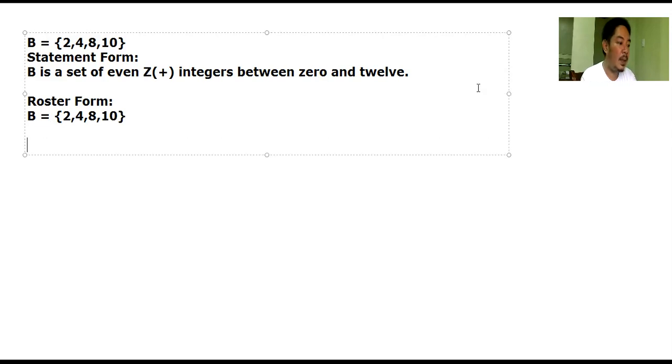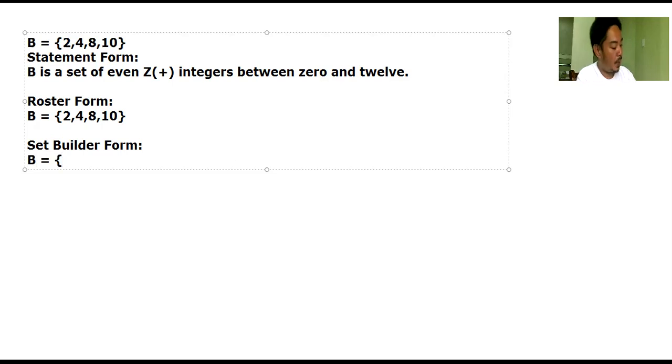Next. Ang set builder form po ay B equals to set po ng x element of positive even integers, so Z plus, tapos such that 0 is less than x is less than 12. Yan po yung sagot.